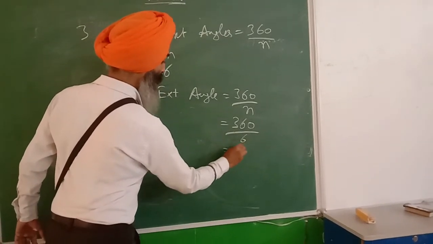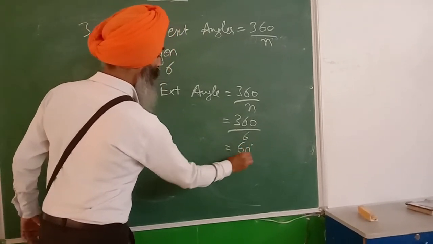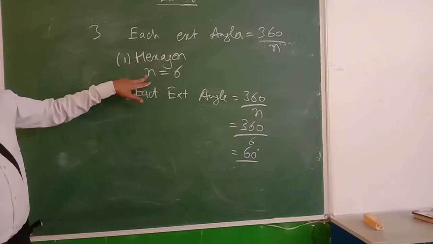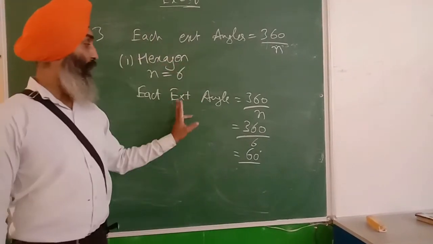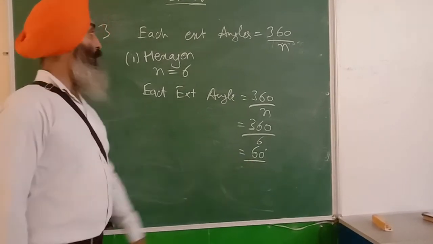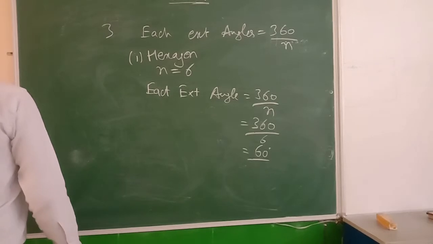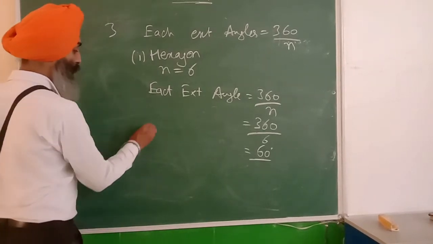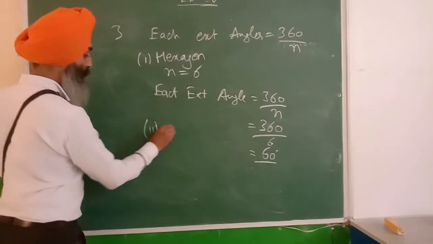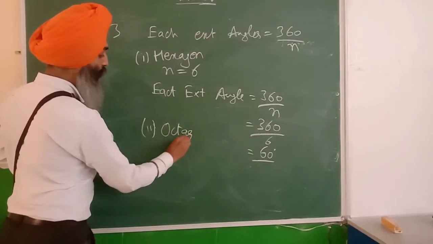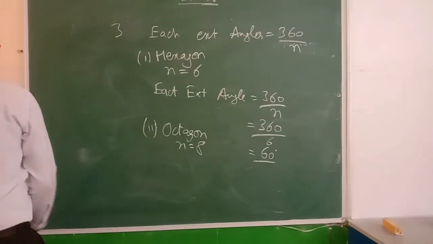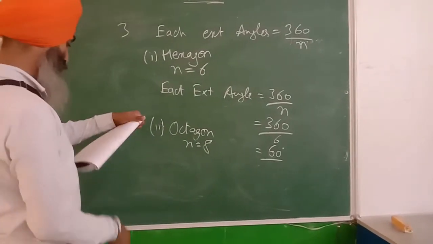So the answer is 60 degrees. It means for a hexagon, if n is equal to 6, each exterior angle of a regular polygon would be 60 degrees. Okay everyone, the other parts you can do yourself. You are given an octagon. Octagon means n is equal to 8, and you have to apply the same formula.